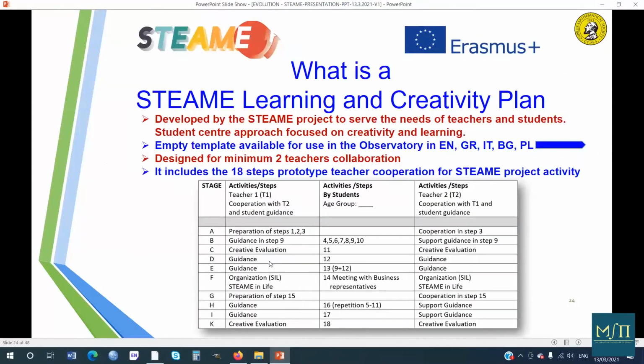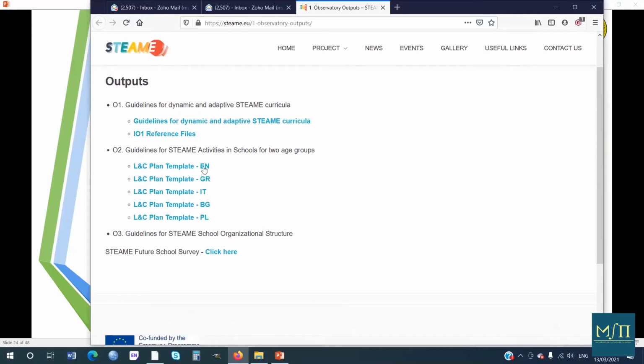So we developed this prototype of the cooperation between two teachers. So you have teacher 1 and teacher 2, and these are the 18 steps. These 18 steps can be found also in every learning plan. So you can follow the learning plan and the related resources, and you can use it in a project. There is an empty template for this learning and creativity plan if you'd like to use it to create your own learning plan, and it's found here. It's available in 5 languages. Here you can find the output of the one I mentioned already with the reference files.